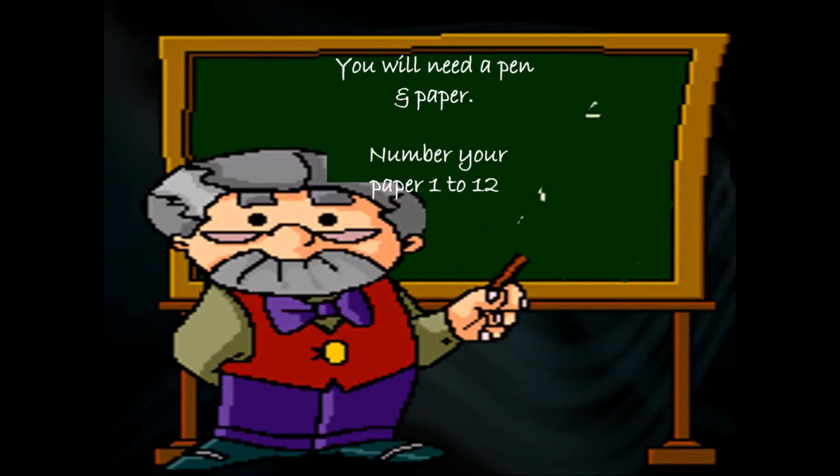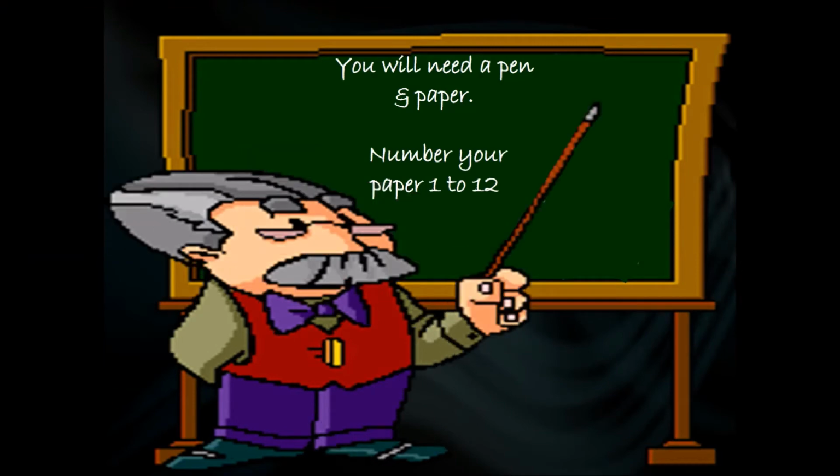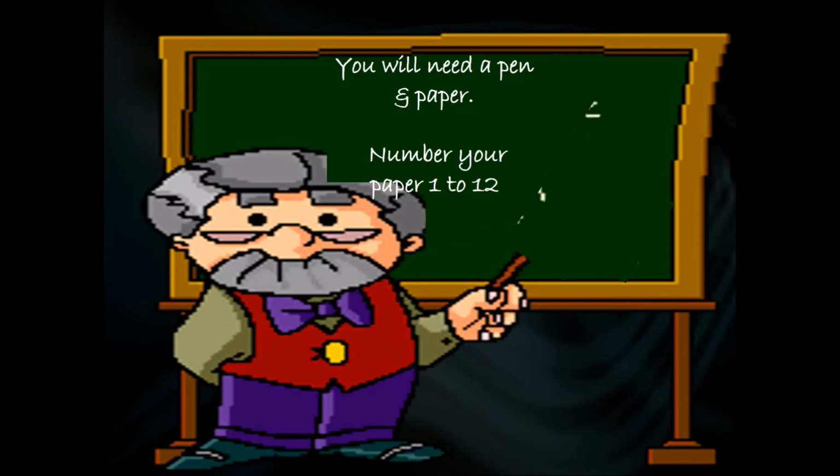So, going to do a quick food safety revision test. For this, you will need a pen and paper with you, and if you can number your paper 1 to 12. There are multiple choice questions. Get ready for the first question.